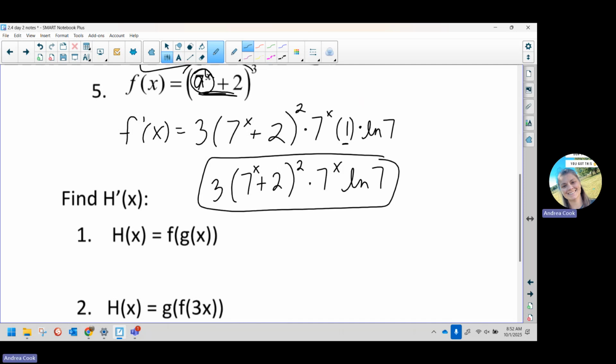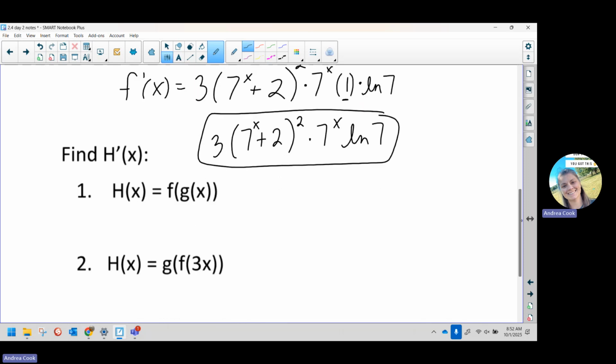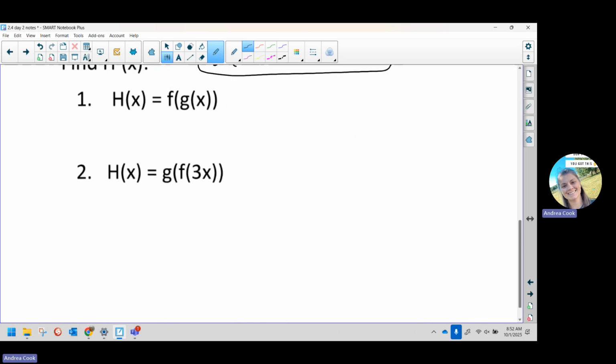Last point up here hits on yesterday's worksheet that you picked up, the no function given worksheet, where you find a derivative of something that doesn't actually have the equation in there. You just have to pick which rule you're using. This is a composition, it's not a product rule. So this derivative would be h prime of x.